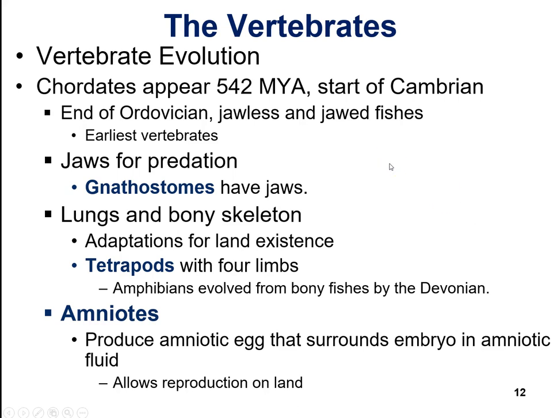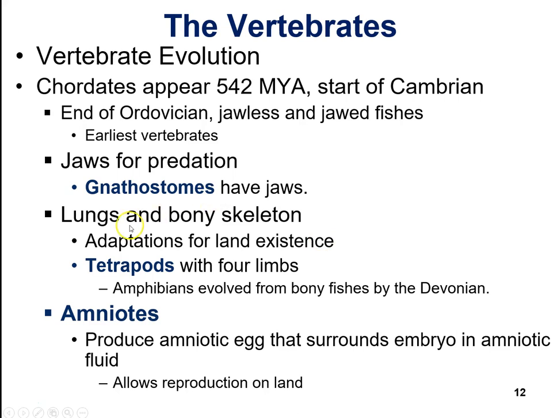If we talk about when vertebrates came about and the descendants of vertebrates, about 542 million years ago started the Cambrian period. At the end of the Ordovician period, you saw jawless and jawed fishes appear, and these are believed to be the earliest vertebrates. Jawed fishes have jaws, obviously, that's what it means. They are called gnathostomes.